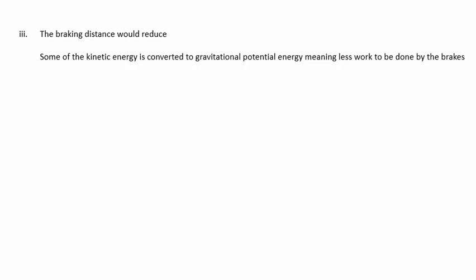In part 3, we have a similar train travelling up an incline. The brakes are again applied with the same average force. We're to state and explain how the distance will differ in this case. Well, the braking distance would reduce. Two ways of thinking about it. Some of the kinetic energy is now converted into gravitational potential energy, so less work needs to be done by the brakes.